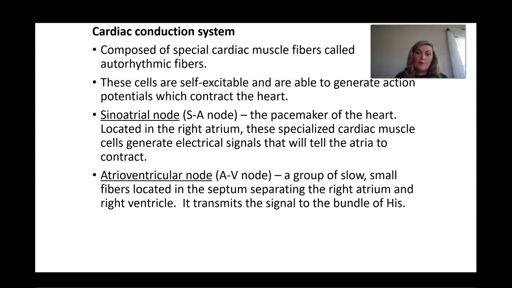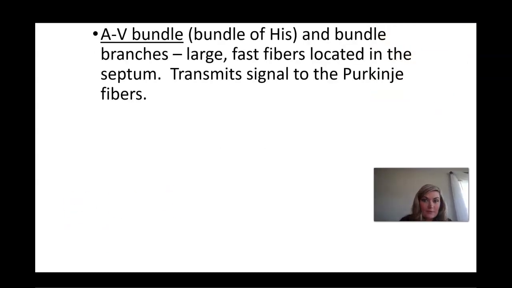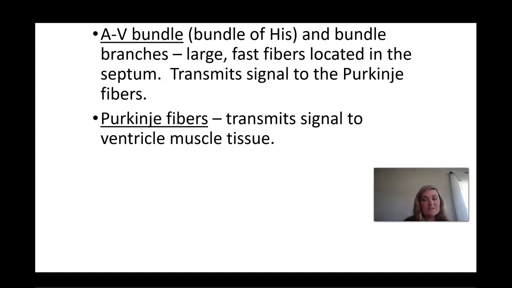The AV node, or atrioventricular node, is going to be a group of slow, small fibers that are going to be located in the septum that's separating that right atrium and the right ventricle, and it's going to transmit the signal to the bundle of His. The AV bundle, or bundle of His, is going to be a bundle of branches. These are large, fast fibers that are going to be located in the septum. They're going to transmit signals to what's known as the Purkinje fibers. The Purkinje fibers are then going to transmit the signal to the ventricular muscle, and that's going to cause that ventricle to contract.